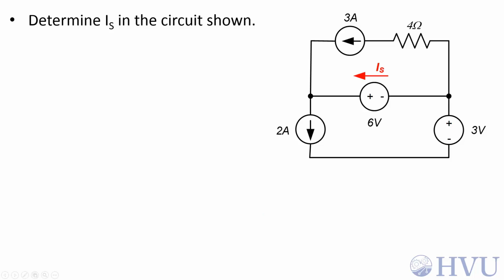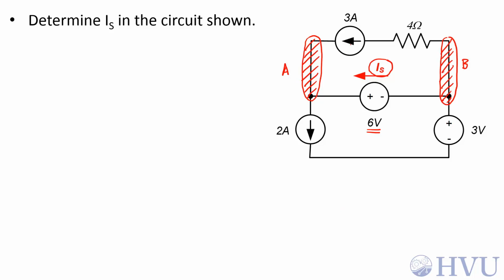In this example, we want to determine this unknown current, I sub s, through this 6-volt voltage source. We have a couple of different options here, but either of them are probably going to require us to use KCL at the terminals of this source. So let's define a couple of nodes. I'll call this node A, and I'll call this node B.